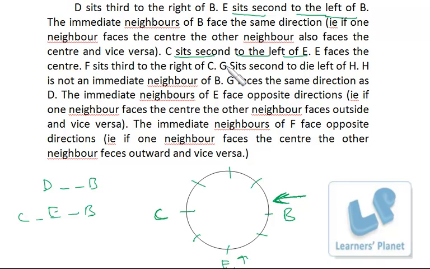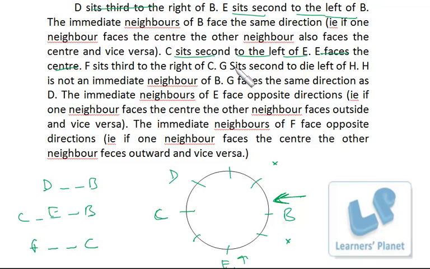D sits third to the right of B. So if D is facing center, his right will be this side. So 1, 2, 3. D is here, right? But we don't know the direction of D and C, whether they are facing inside or outside. So this arrangement also we have done. Then E faces the center. That is also clear. F sits third to the right of C. That we cannot do fully, but we know there are 2 people between F and C. So F must be either here or here.